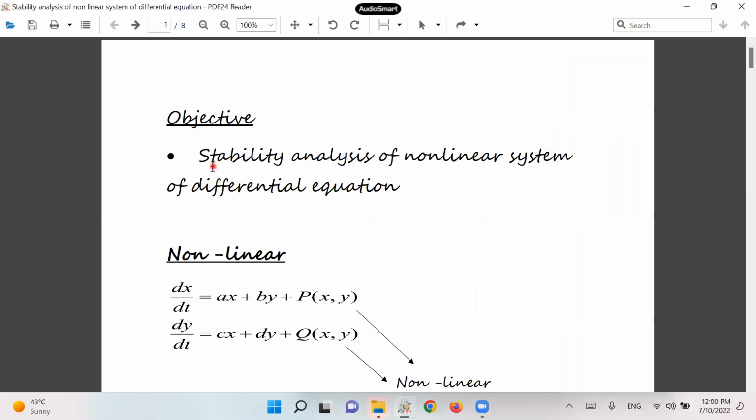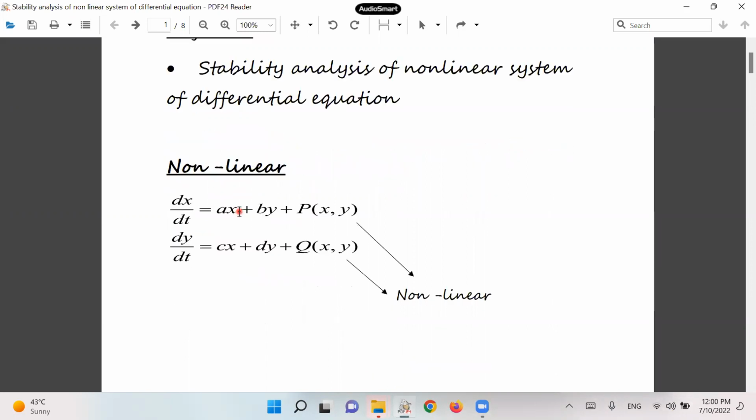This lecture is about finding the stability analysis of a nonlinear system or differential equation. Now, what is a nonlinear differential equation? It is of the form dx by dt equals ax plus by plus p of x, y, where this p of x, y will be the term which depends on x as well as y variable. So this is called the nonlinear term.